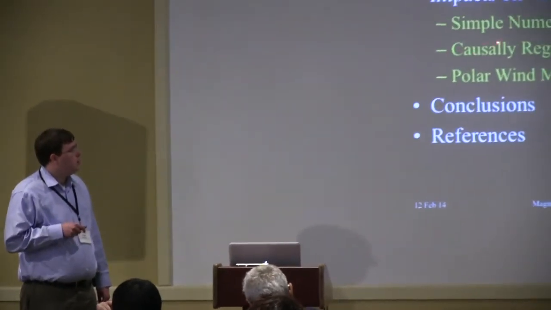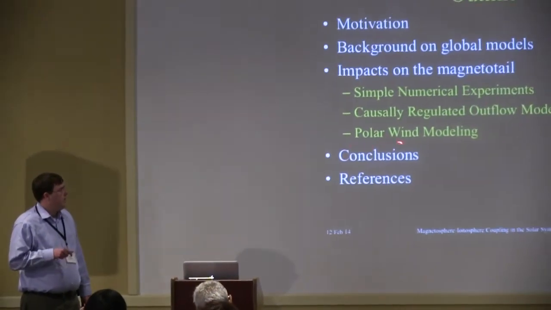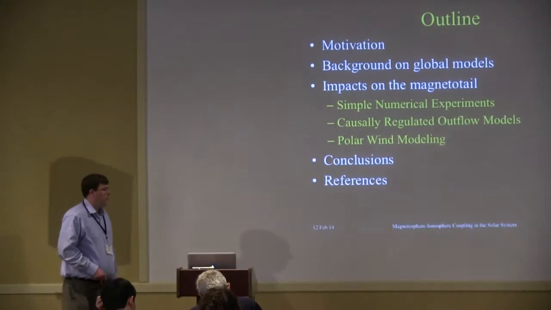So as an outline, I'm going to talk about the general motivation for including ion outflow in global MHD simulations, give some background on global models, and then talk about the impacts on the magnetosphere, starting with results from simple numerical experiments, and then moving on to causally regulated outflow models, and I'll finish with a discussion of polar wind modeling.